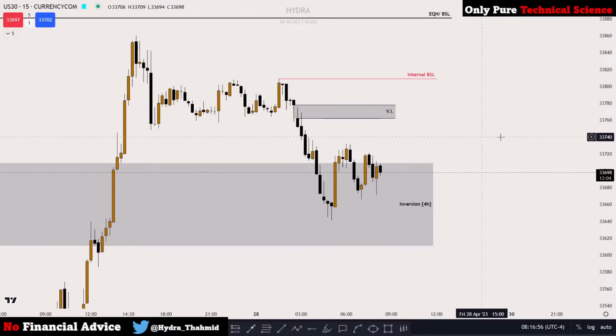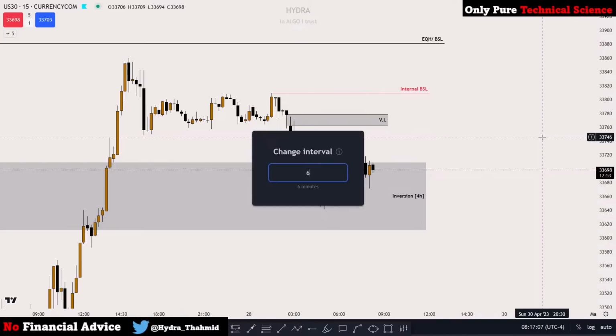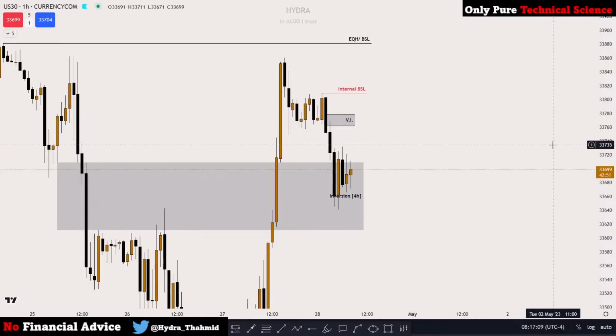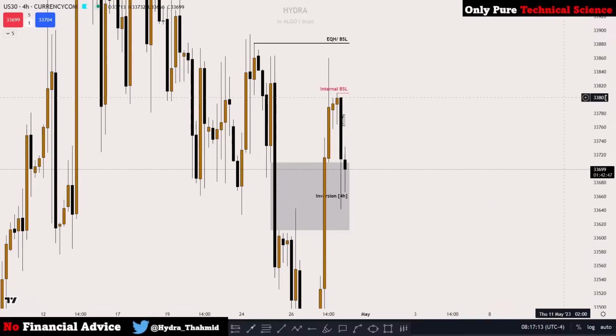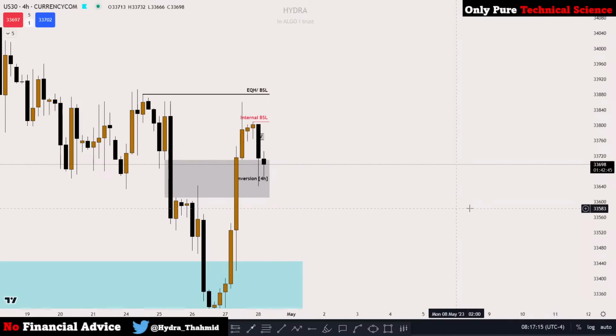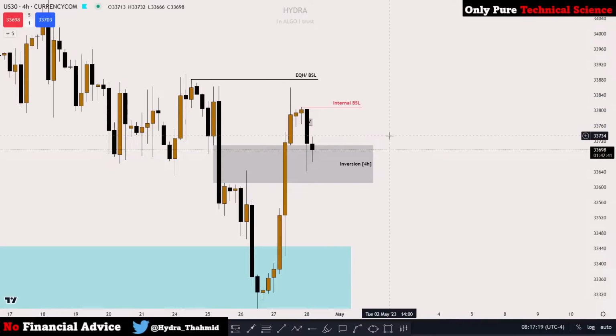So that's what I'm looking at on US 30. We have 8:30 news today, a high impact news, so again today we cannot trade at 8:30 because of the news. I'll go over everything that I outlined and be quick with that, because I want to see what the 8:30 news will do.